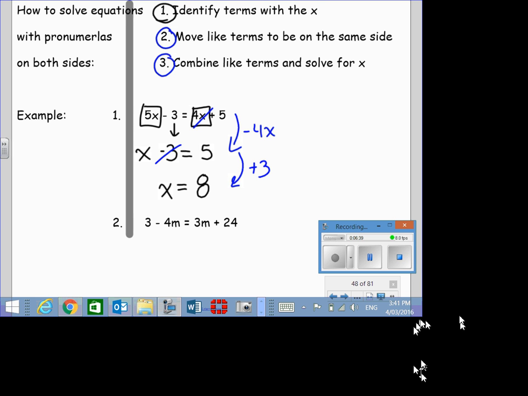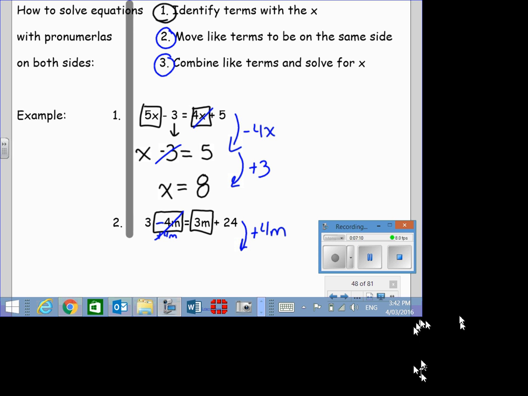And last but not least, on this question, I have 4m, but it's actually a negative 4m. Always include the sign in front of the number. And you have a 3m. I actually think it'll be easier for me to move the 4m over to the right-hand side. So if I do that, the opposite of minus 4m is to add 4m, because I want to move the entire term. So negative 4m plus 4m is really what we're doing in our head.